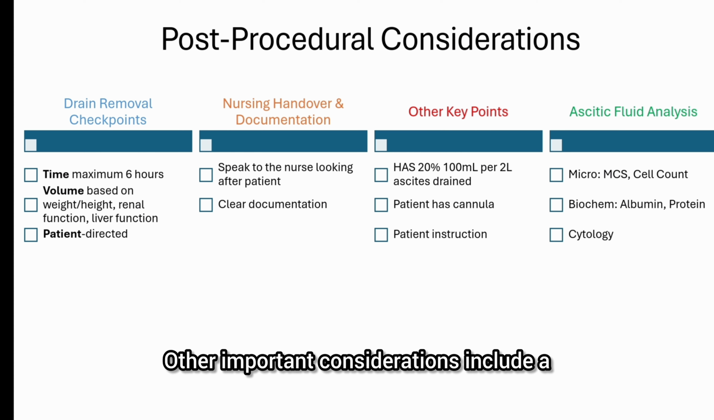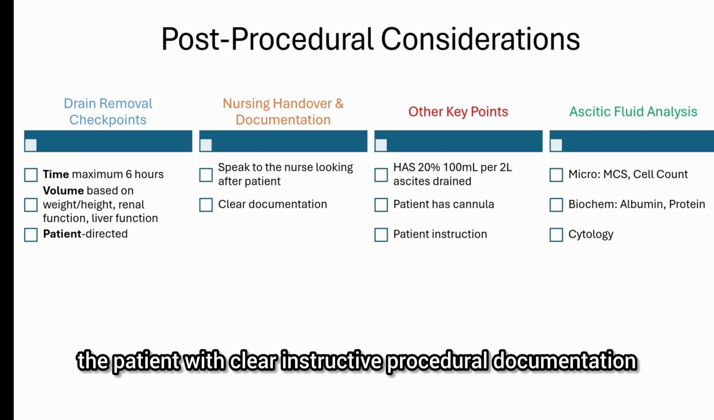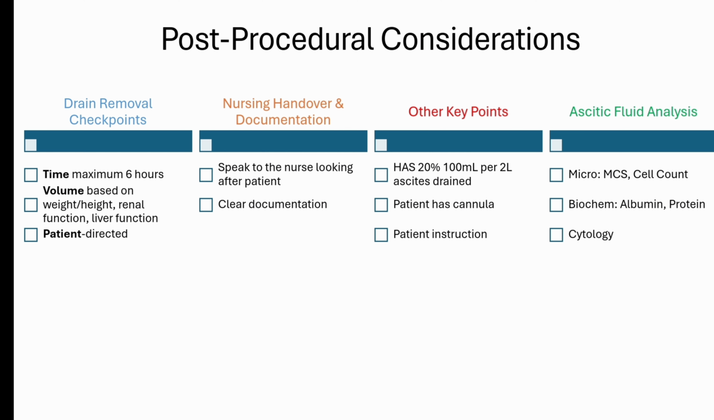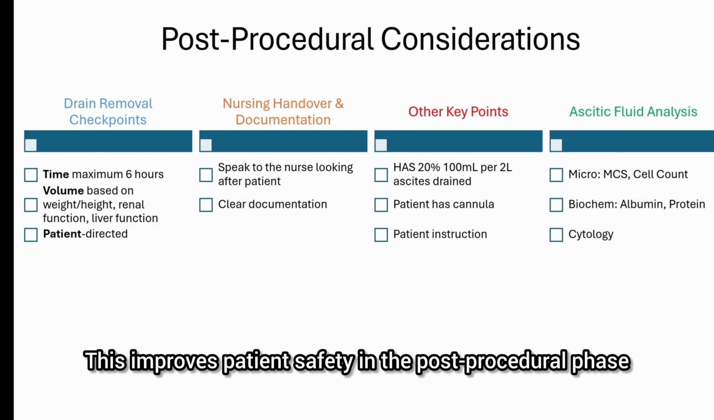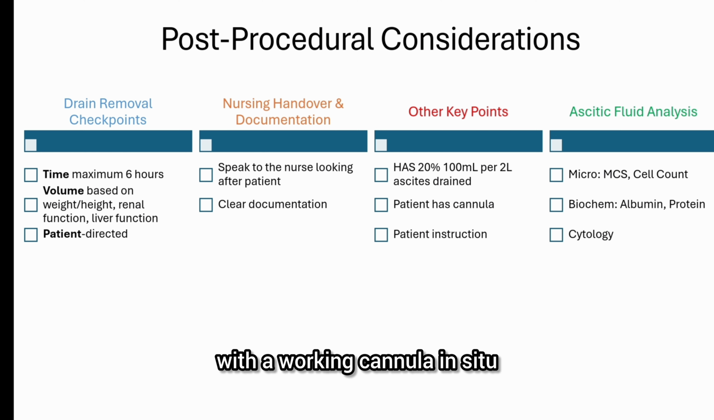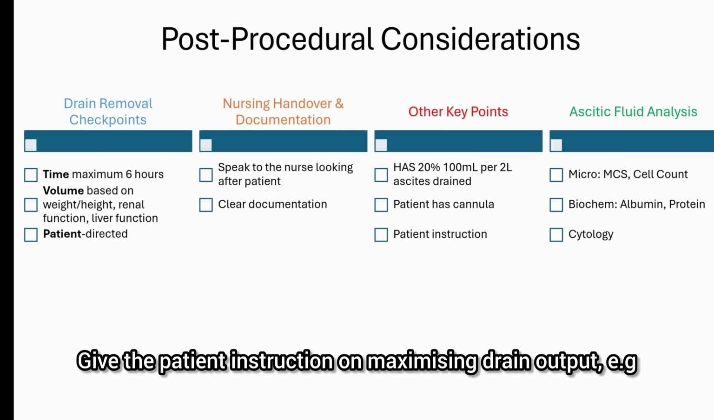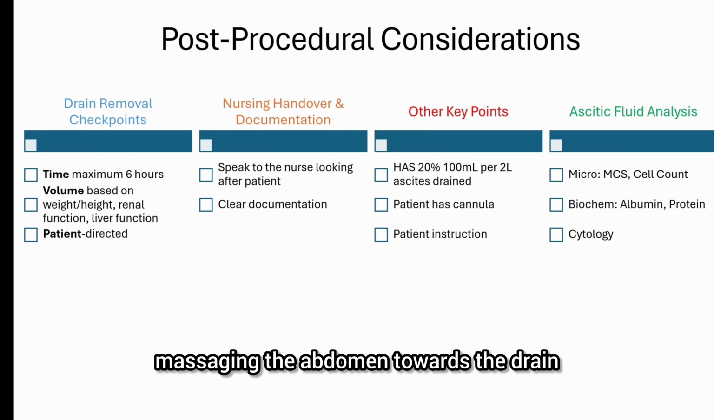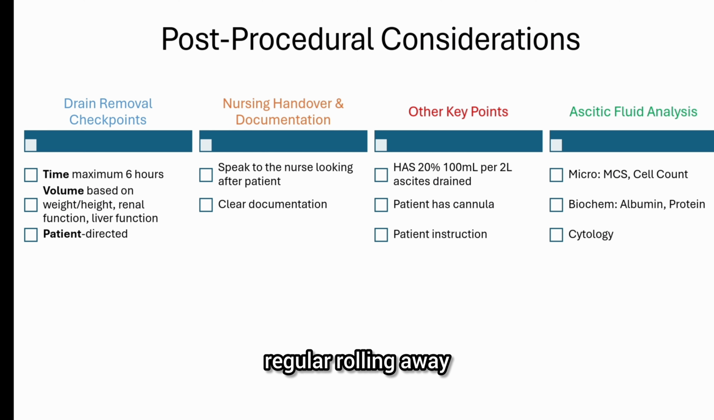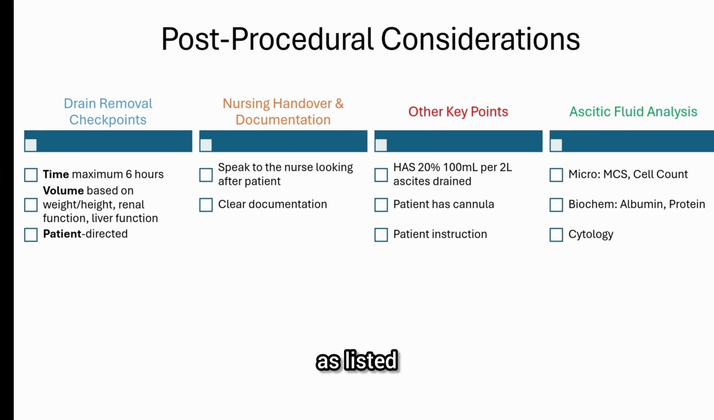Other important considerations include a clear handover to nursing staff looking after the patient with clear instructive procedural documentation. This improves patient safety in the post-procedural phase. Ensure human albumin solution is prescribed with a working cannula in situ. Give the patient instruction on maximizing drain output, e.g., massaging the abdomen towards the drain, regular rolling away and then to the drain. And finally, ensure you request and send the appropriate ascitic fluid analysis testing as listed.